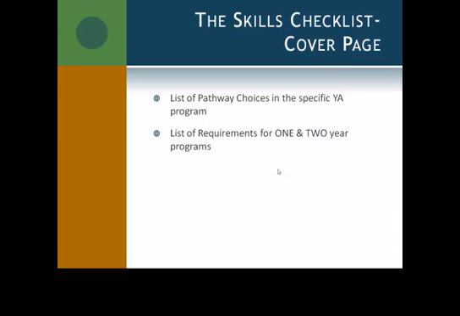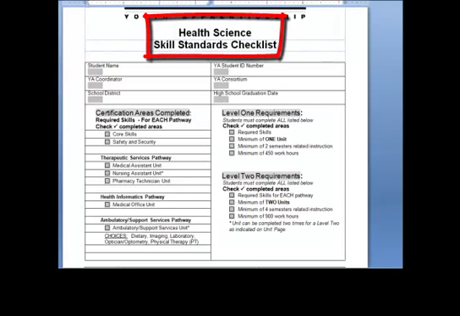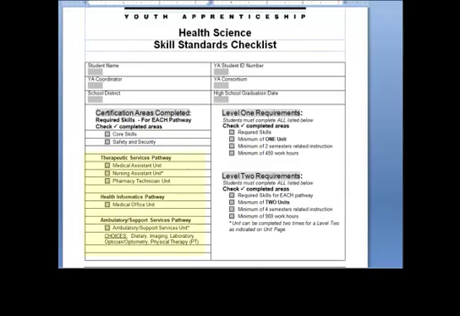On the cover page of the checklist for each YA program are the following items: the list of technical pathway choices available, the list of requirements for the 1- and 2-year YA program, and the list of the units used in each specific technical pathway. Here is an example of the skills checklist cover sheet from Health Sciences YA. Note the list of the required skills, the 3 choices of pathways and units within each pathway, and the requirements for a Level 1 1-year program and a Level 2 2-year program.